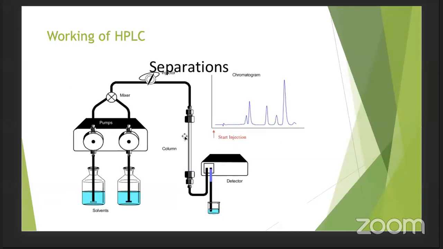Now, if you want to know the concentration, what is the amount of the solute that is present in your component? So what you will do is, say for example, if I want to know the amount of the component of this peak, I will calculate the area of this peak, and with the area of this peak, I will be able to find out what was the amount of this component that was present in the component mixture.